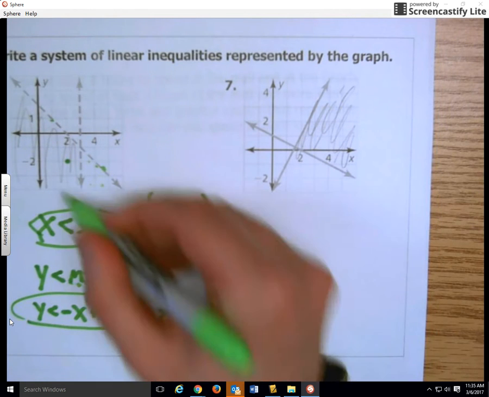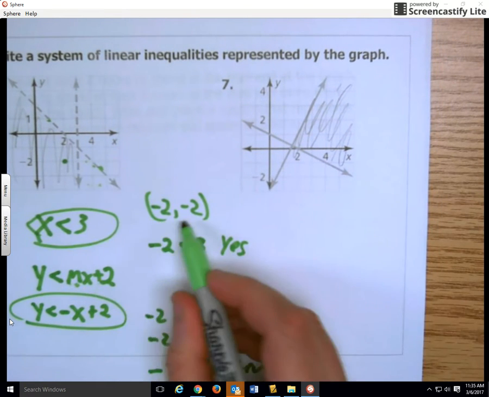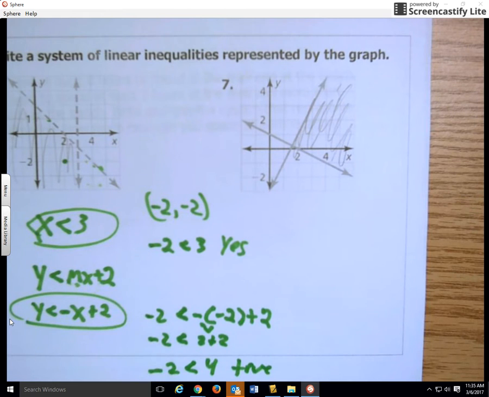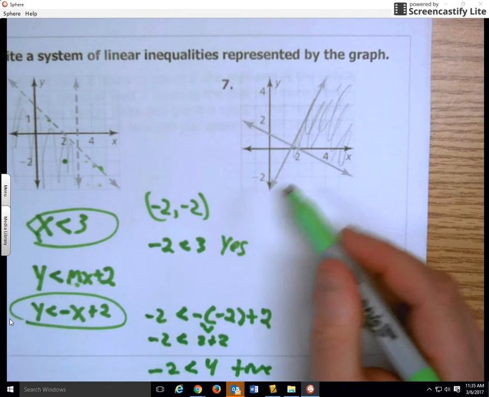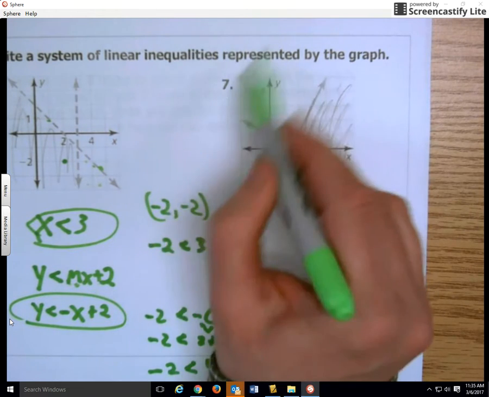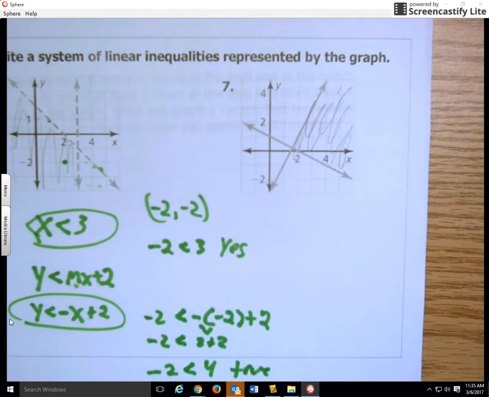So you see that this test point of -2, -2, when I substitute them in, comes out true for both of them. Okay, you can copy that one, but you need to do this one on your own. So go ahead and try this 5.7, question number 7.